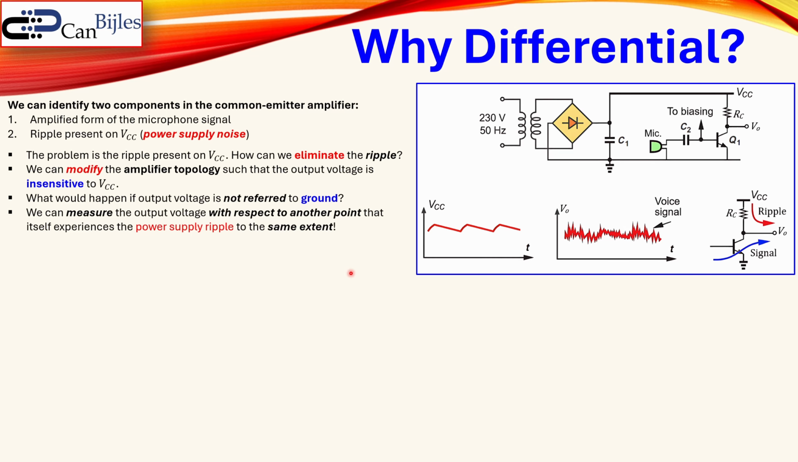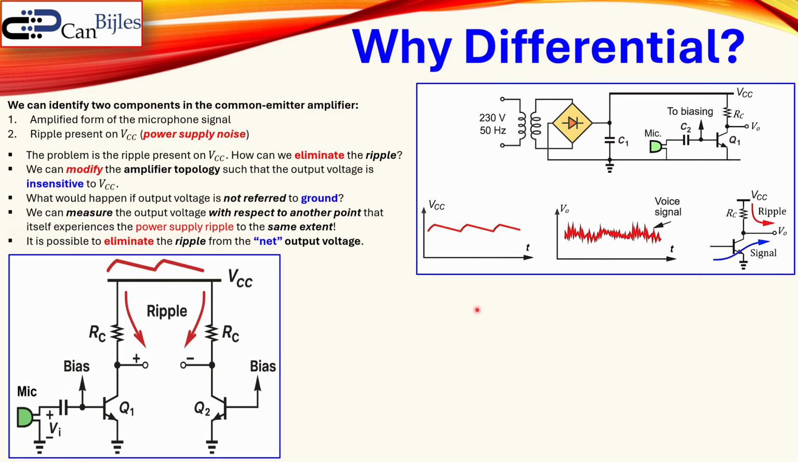So we can measure with respect to another point which has the same change here because of the ripple, and that might then eliminate that. Now let's see that in more detail. So it is possible to eliminate the ripple and then get a net output voltage. Here we have actually a duplicate of this amplifier circuit. You see that here. And again, our microphone with this AC coupling capacitor.